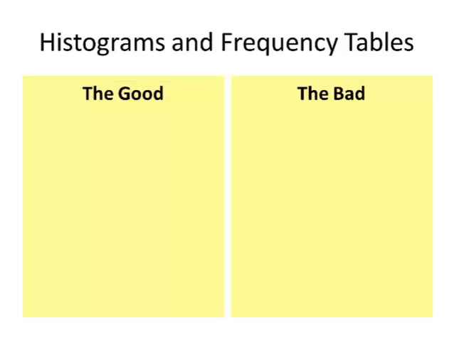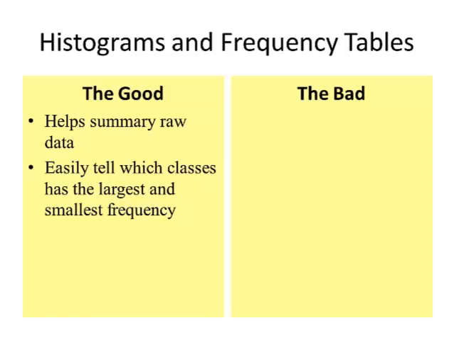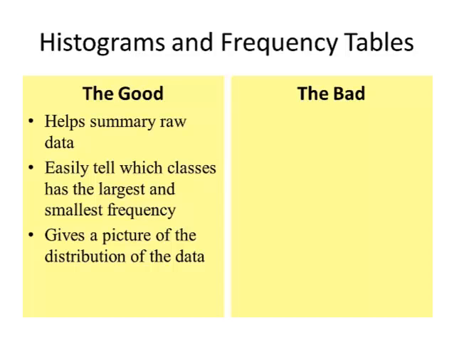So let's summarize histograms and frequency tables. Here are the good things. It helps us summarize raw data. We can easily tell which classes have the largest and the smallest frequency. It gives us a picture of the distribution of the data, and it may help us identify what are called possible outliers. We'll talk more about that in Chapter 3.